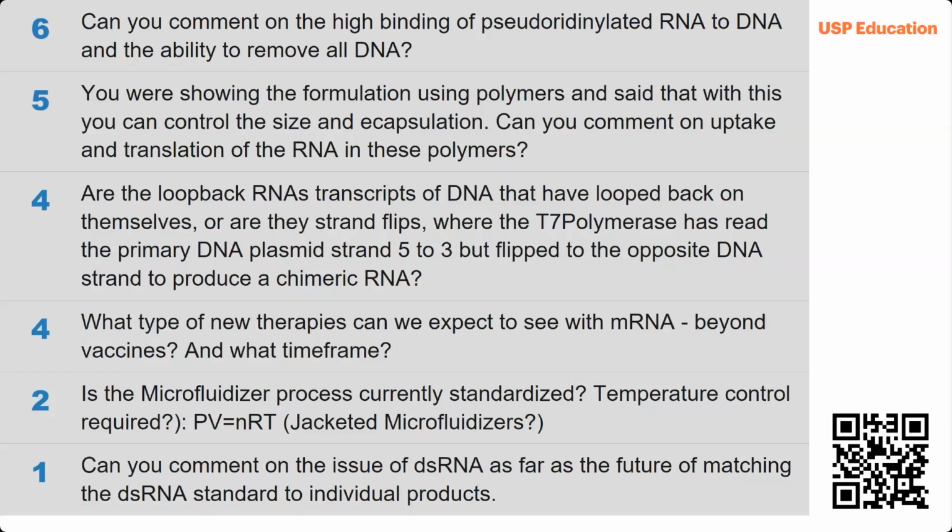Thanks for that, Adam. I really appreciate at least the insights on the separation approaches. So on the second one, can we comment on the high binding of pseudouridylated RNA to DNA and the ability to remove all DNA?